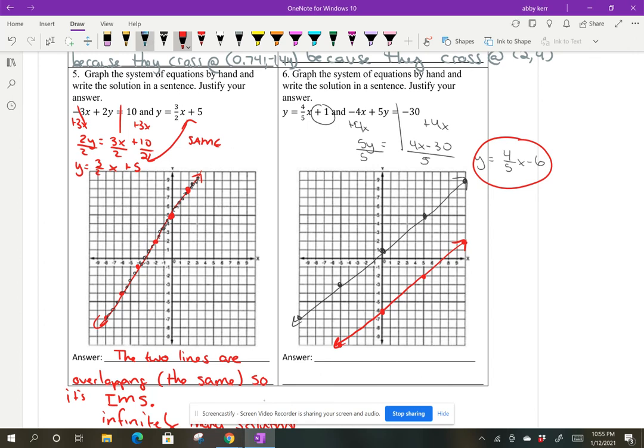So these are parallel because if you notice, the distance between these two lines is identical. The reason why? We have the same slope and we have different y-intercepts. So that's how we know that they are parallel. So these lines are parallel. So there is no solution. There's no solution because they'll never touch.